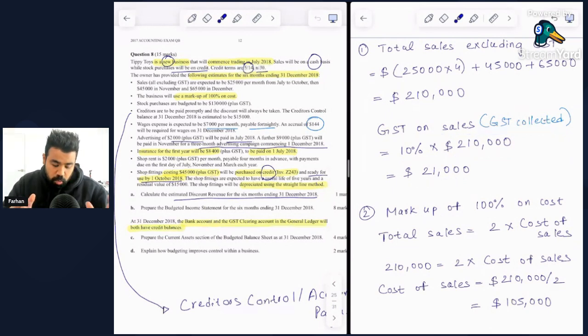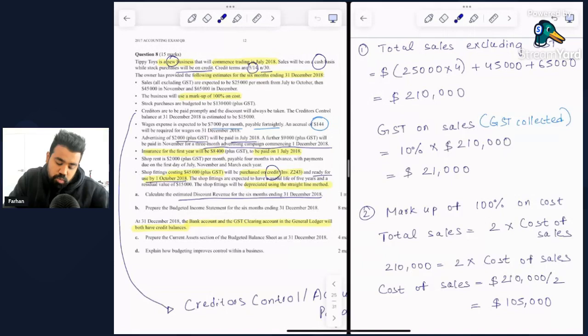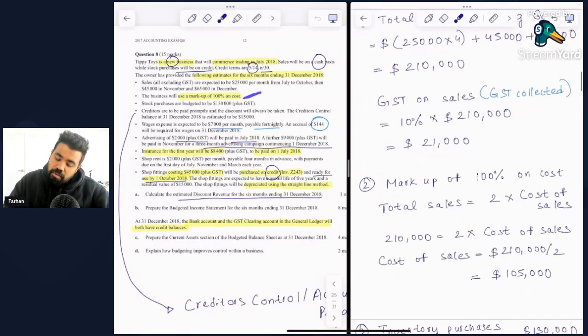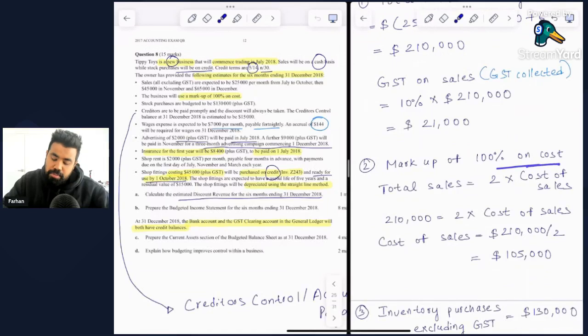What does the second piece of information say? The business will use a markup of 100% on cost. A markup of 100% on cost simply means that total sales is calculated by multiplying 2 with the cost of goods sold. So the total sales of $210,000 that we calculated in the first working equals 2 times the cost of goods sold.